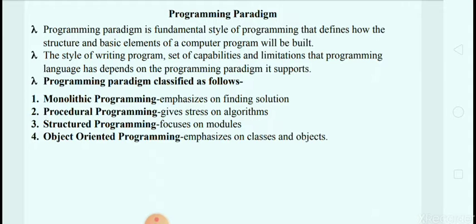The third one is structural programming. Structural programming focuses on modules, which means we divide a large program into sub parts, and those sub parts are called modules. So we generally focus on the number of tasks in structural programming. Object oriented programming emphasizes classes and objects. Everything is discussed in terms of classes and objects. This is called the object oriented programming paradigm.